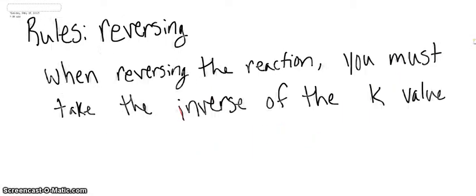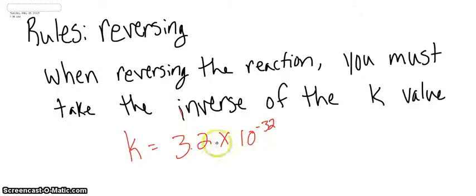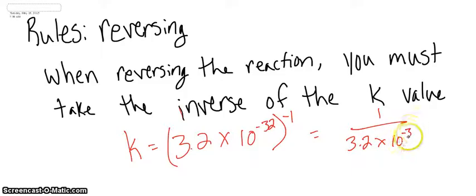The next rule we're going to look at is reversing. When you reverse a reaction, you must take the inverse of the K value. So if I had a K of 3.2 times 10 to the negative 32nd, I would have to take the inverse of this. And that is also equal to 1 over 3.2 times 10 to the negative 32nd.